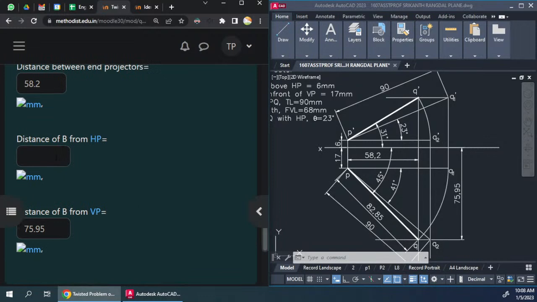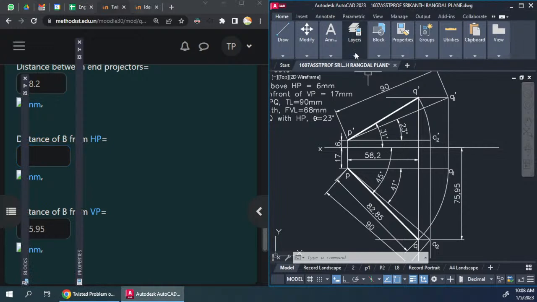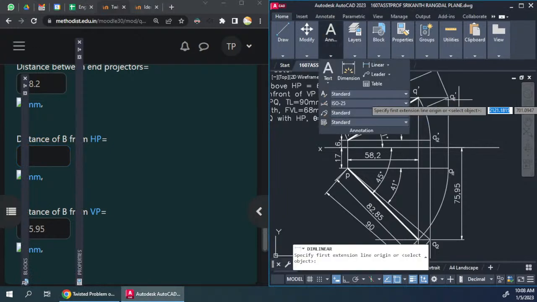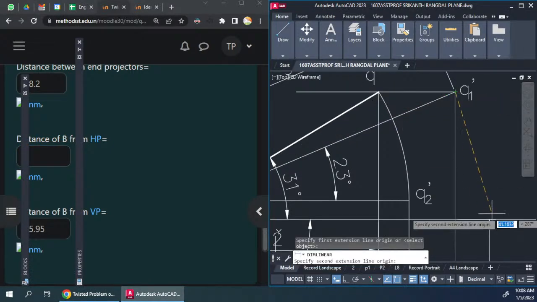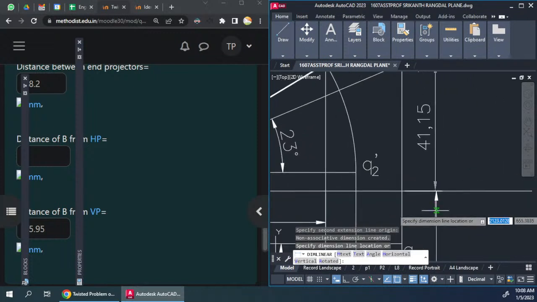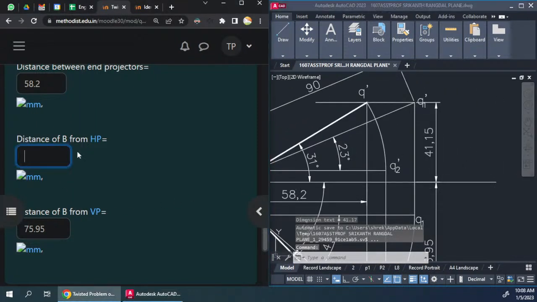Okay, there's one more distance, the distance of B from HP, is also asked, so let us feed in that value. I don't know how I forgot to do that. Okay, let's do that as well. So that is 41.15.